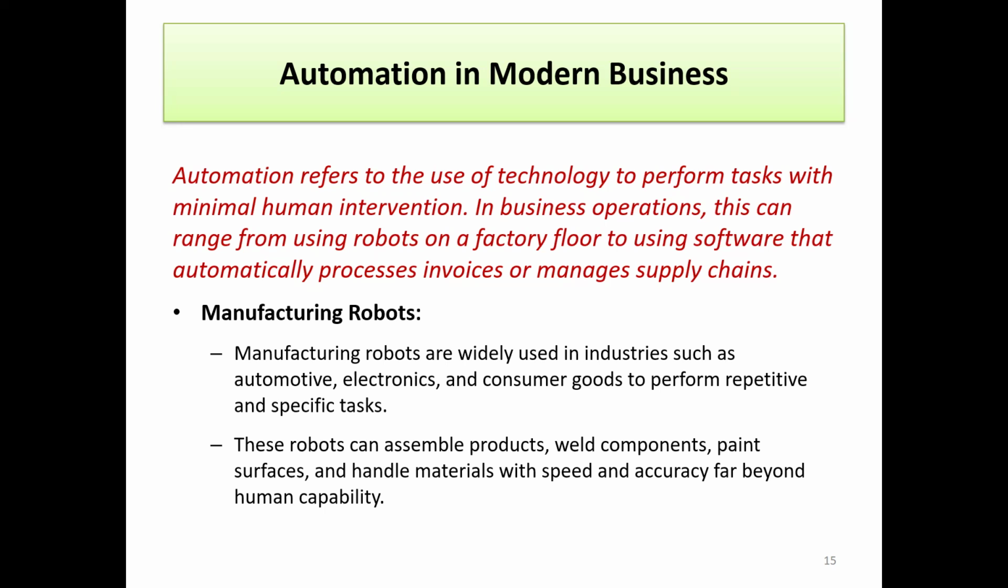These robots can assemble products, weld components, paint surfaces, and handle materials with speed and accuracy far beyond human capabilities. Than humans, robots can work speedily and accurately, right? So we can minimize the time and the cost needed and improve the efficiency and the quality. That is for specific and repetitive tasks. Remember that. Not for everything, right?